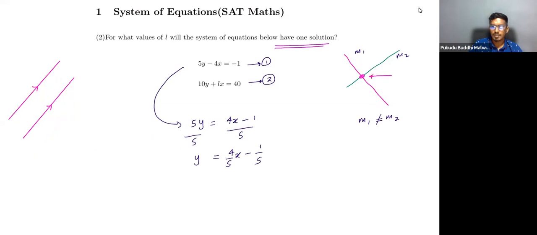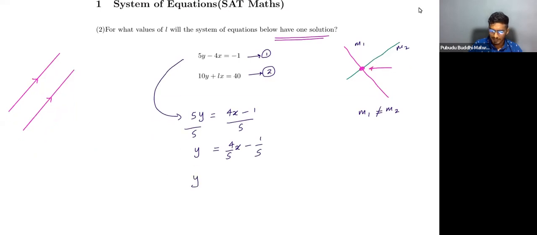Then of course, we can create a plus sign because then we can compare, because this is the slope intercept form. Now basically slope equals 4 over 5 for the first line. Let me use M1.